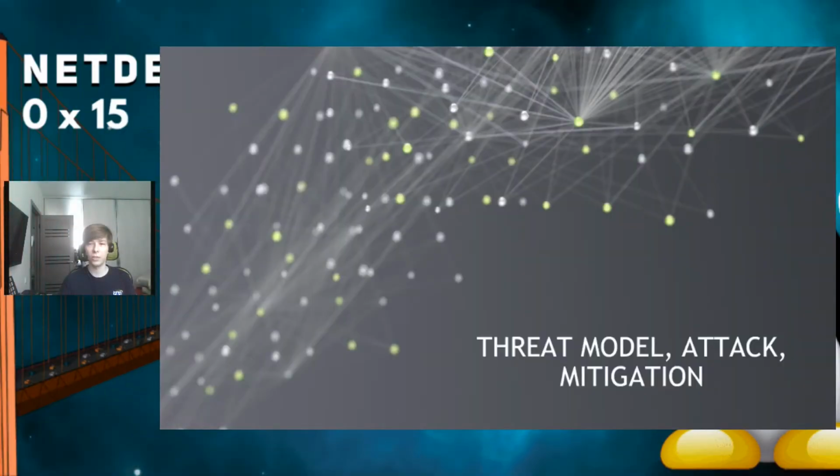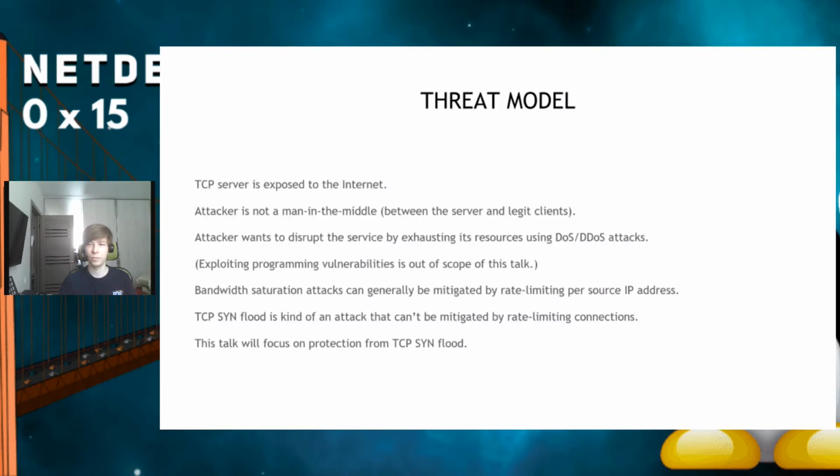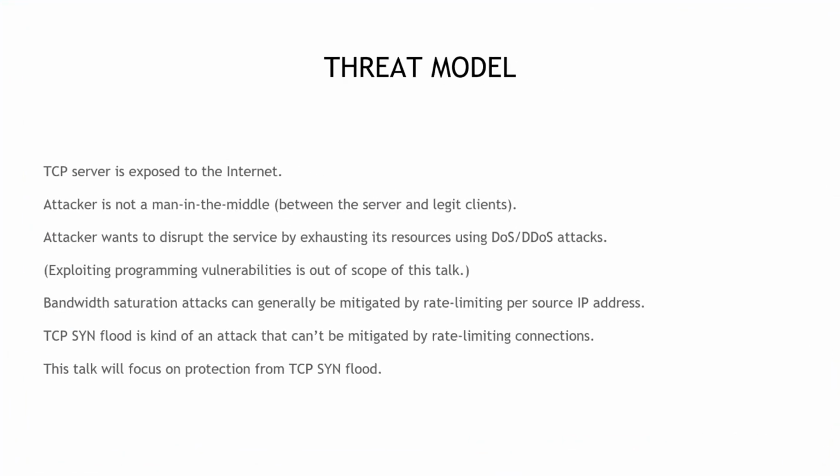So, the first section is dedicated to the Synflood attack. As our solution is a security means, it's important to define a threat model and identify the attack vectors that we aim to mitigate. So, we have a TCP server exposed to the internet, and an attacker wants to disrupt its service by exhausting its resources using DDoS. We assume that this attacker is not a man in the middle, because otherwise there are simpler ways to disrupt traffic. Just block it or send RST packets.